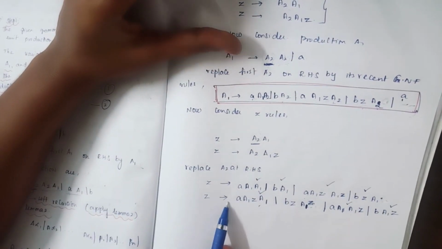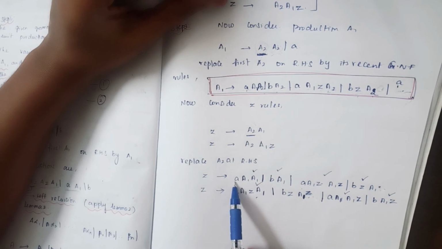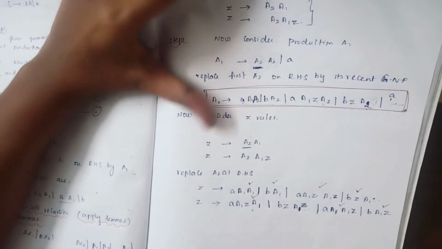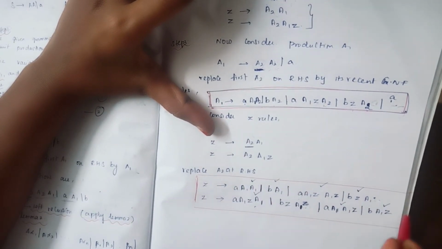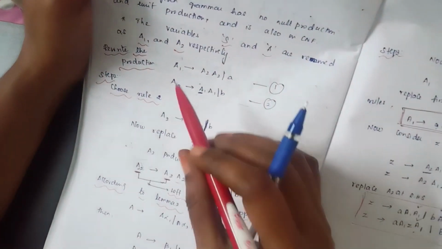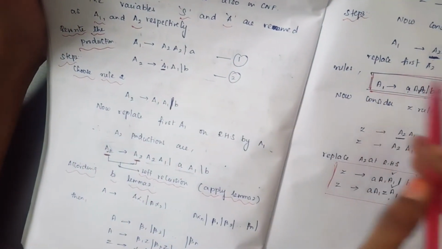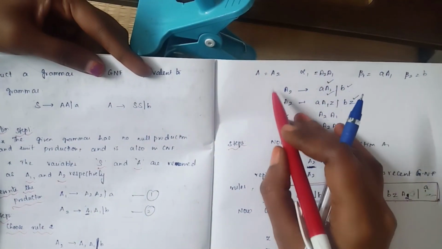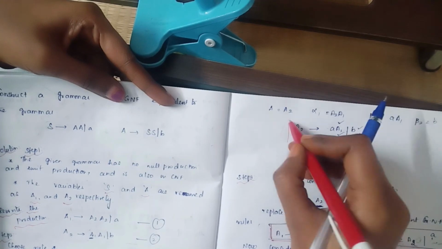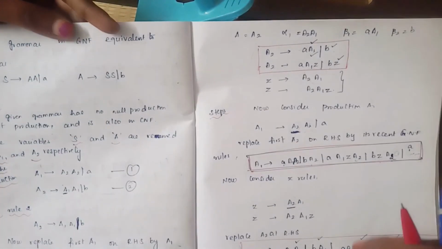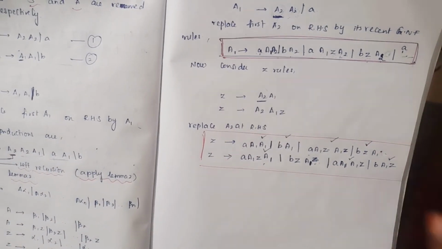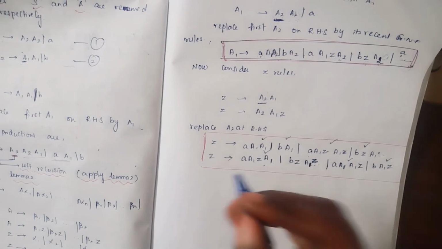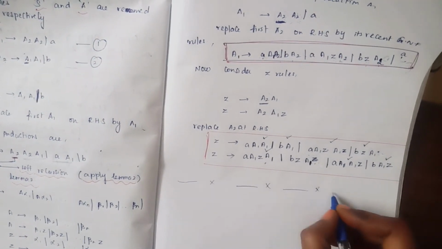So these are all in the form of GNFs. See here, terminal followed by non-terminal, similarly terminal followed by non-terminal. So everything is in GNF form. So for the Z rule we have converted, for A1 we have converted, so only we are having A1 and A2. So for A1 we have converted all the rules, and for A2, we are also having this format. See this, so it is also in GNF, and the Z rules are also converted into GNF. Okay, so this is known as GNF conversion. So thank you.